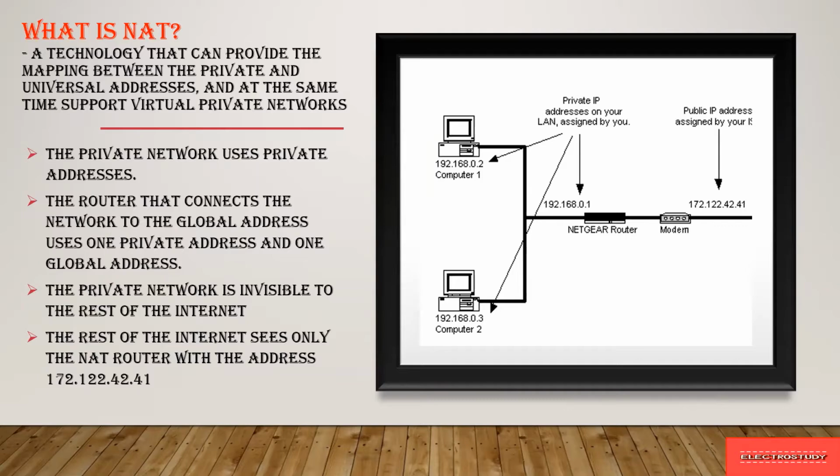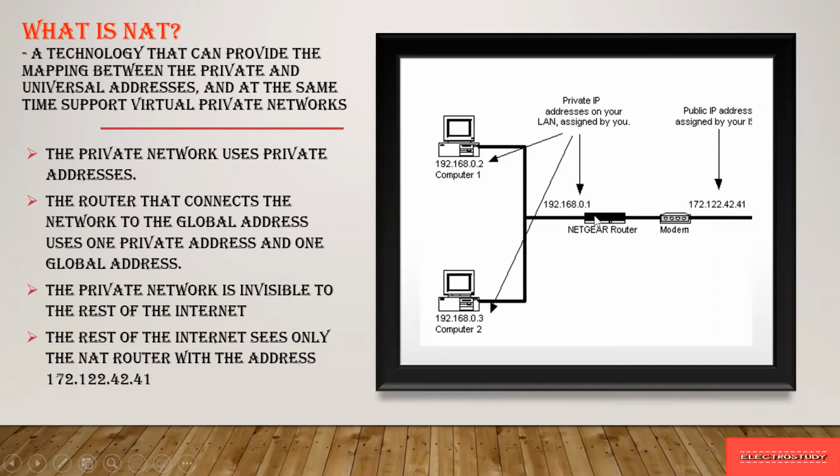This allows using a set of private addresses for internal communication. I will explain what NAT is in a very simple form with this diagram. You have a private network, which is using a private address. Now, these two private networks are connected to a router, and that router is connected to the server.